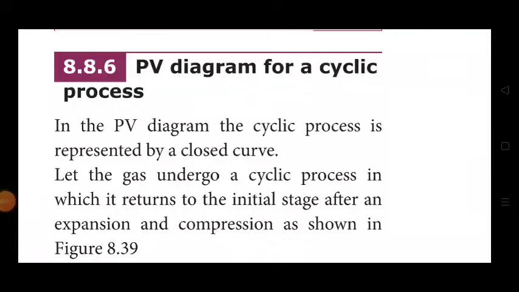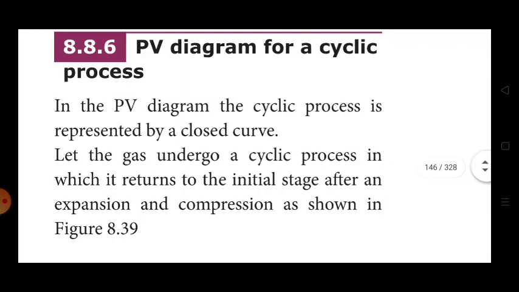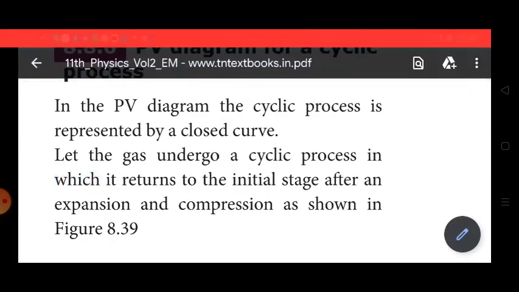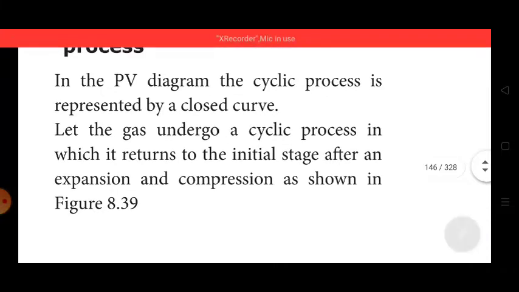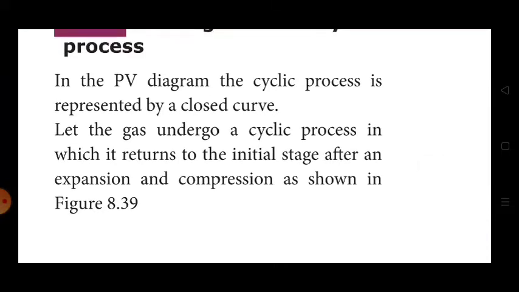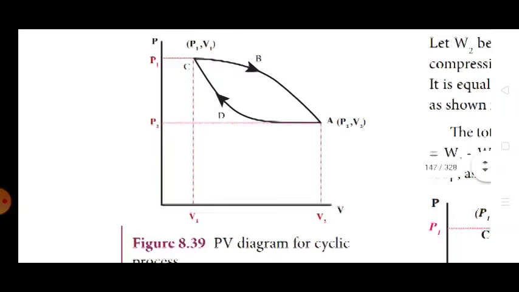Hello students, today's first topic is the PV diagram for a cyclic process. In a PV diagram, the cyclic process is represented by a closed curve. Let the gas undergo a cyclic process in which it returns to the initial state after an expansion and compression, which will show the diagram. This diagram shows the PV diagram of a cyclic process.